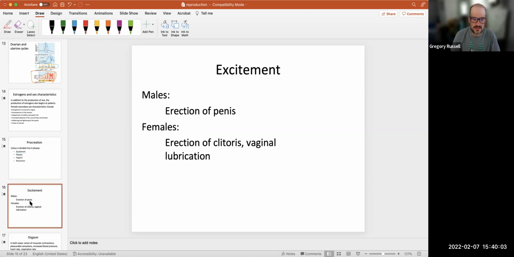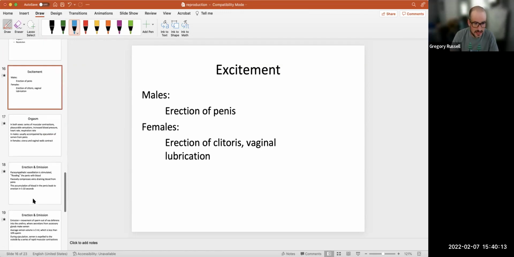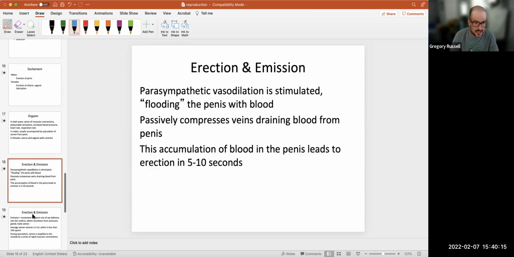So what do these 4 phases look like in each of our sexes? In males, excitement is really just the erection of the penis. I think I have a slide in here as well about erections. I do. So erections are due to parasympathetic vasodilation of the penis. The blood vessels get very large, and they essentially flood the penis with blood.